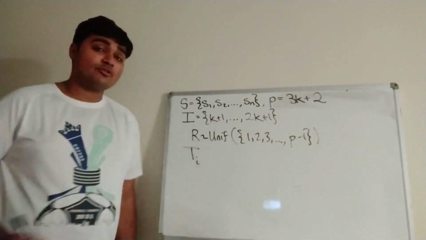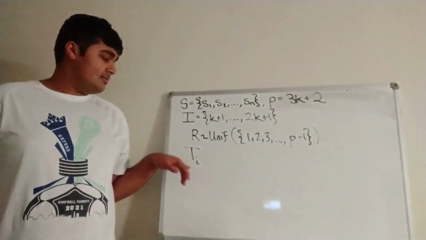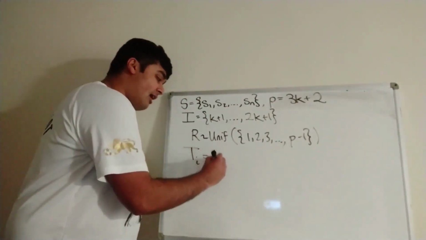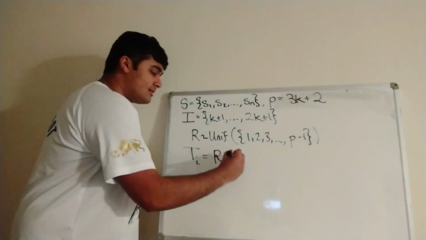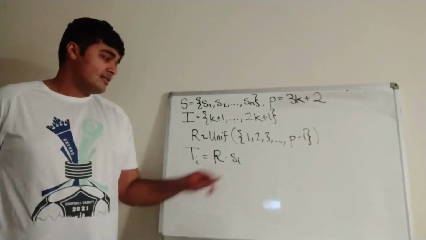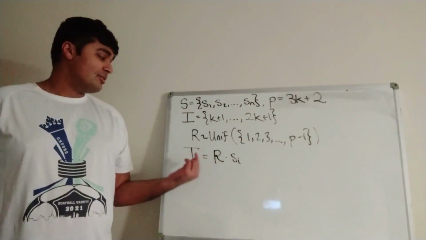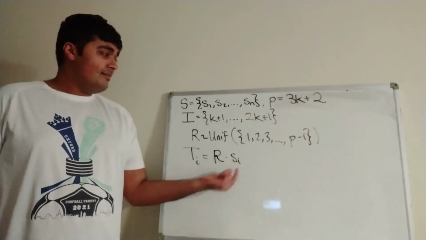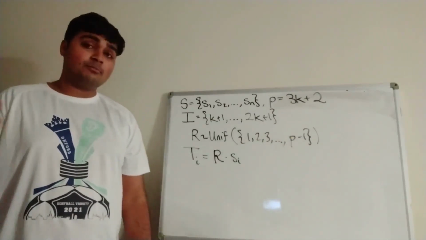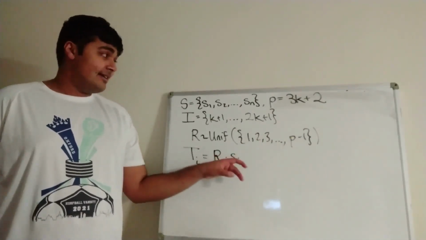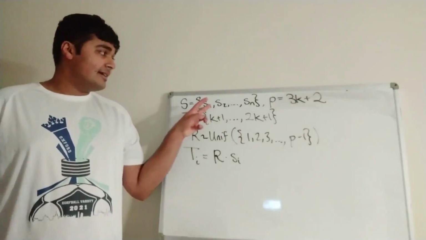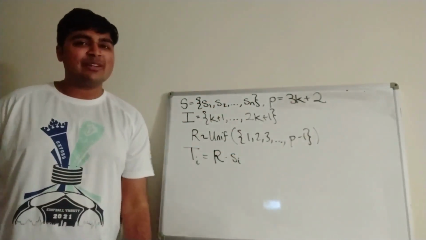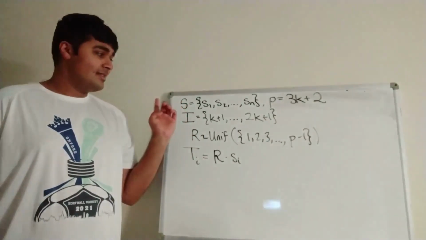The next thing we're going to do is consider the random variable t, and I'm going to denote it with subscript i because there are going to be n random variables, one for each of the s's here. It's simply going to be r, which is a random variable, times si, which is a constant. So ti is going to be a random variable. Now r is uniform from 1 up to p minus 1. Now remember si is from this set here, and in particular si is going to be less than or equal to the maximum element in S.